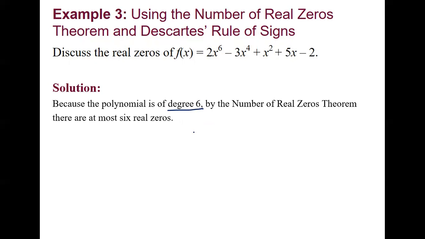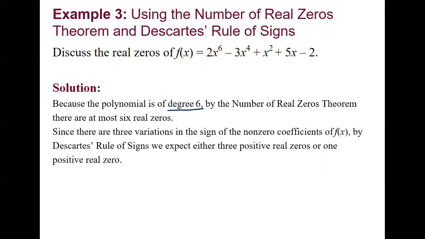Now to determine whether its real zeros are positive or negative comes from this rule. Since there are 3 variations in signs, by variations in signs, it says I changed signs here. I went from positive to negative. And then I went from negative to positive, and then I went from positive to negative. Those are 3 variations in signs. Can you see that? So therefore, we expect either 3 positive real zeros, or 1 positive real zero.